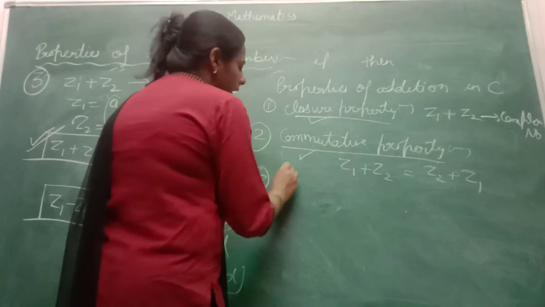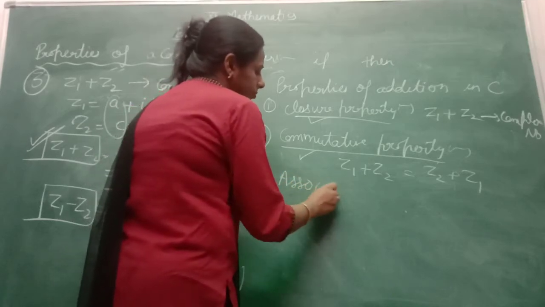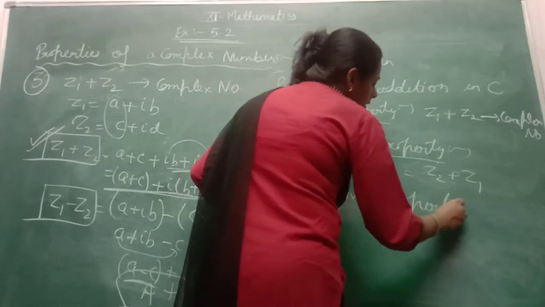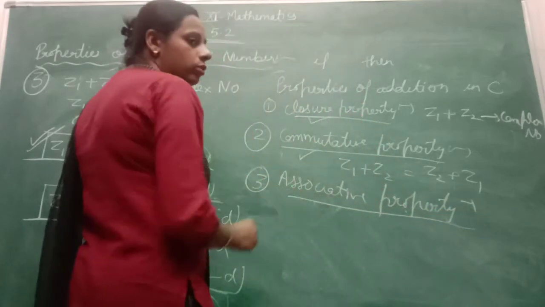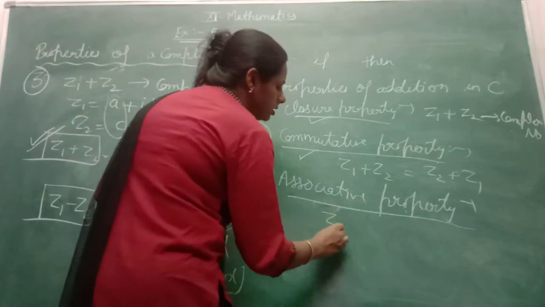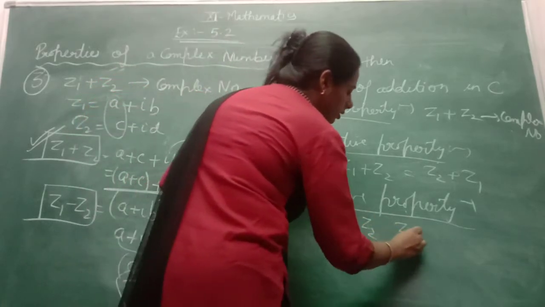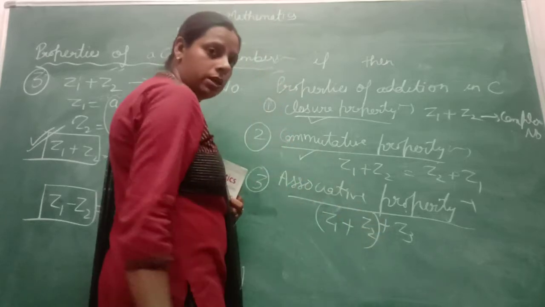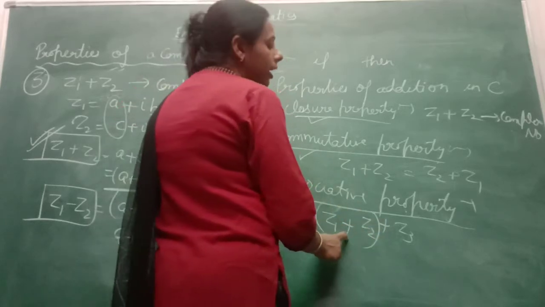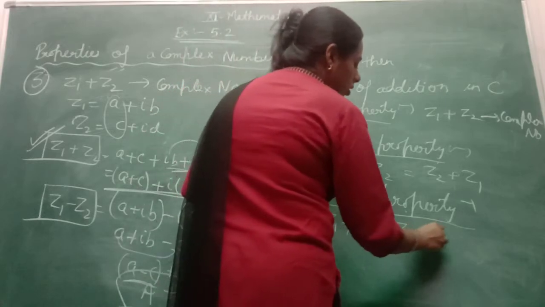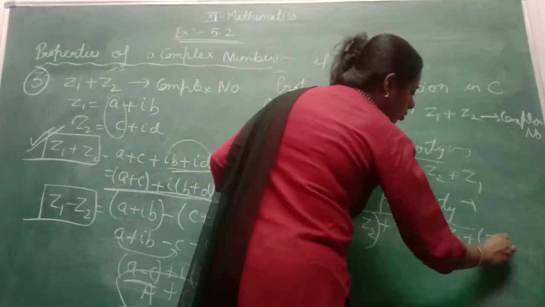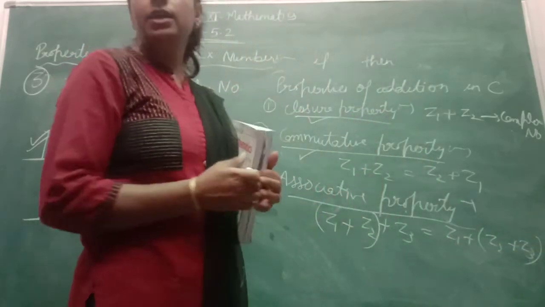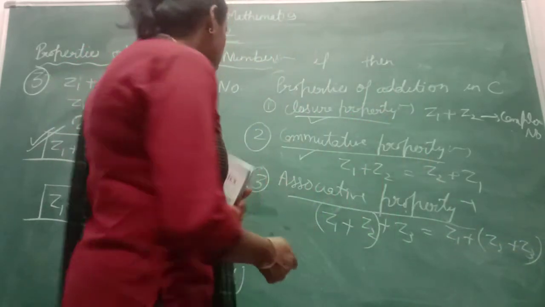Third is associative property. In case of associative property, we have to take three complex numbers, that is Z1, Z2 and Z3. Here you take the addition of three. Firstly you add Z1 plus Z2, then to the result you get, add Z3. In the same way, Z1 plus Z2 plus Z3. You can check by taking any example of Z1, Z2 and Z3.